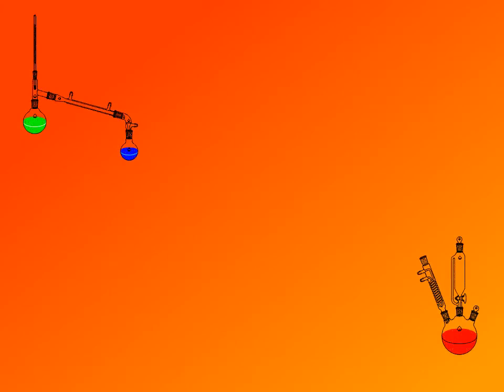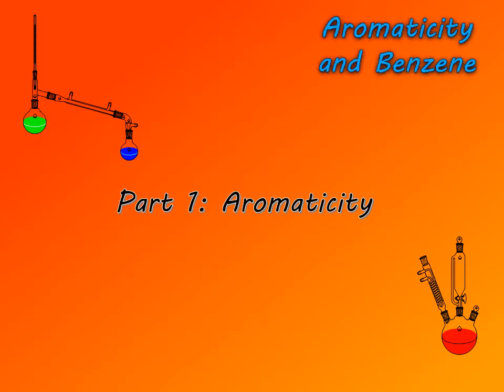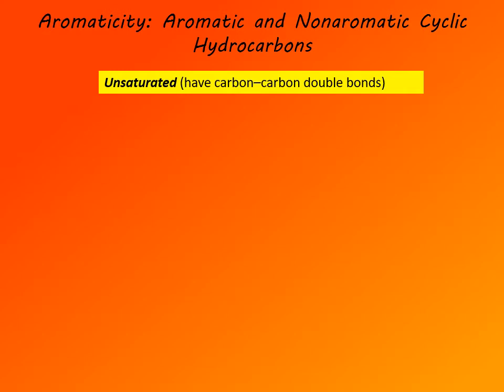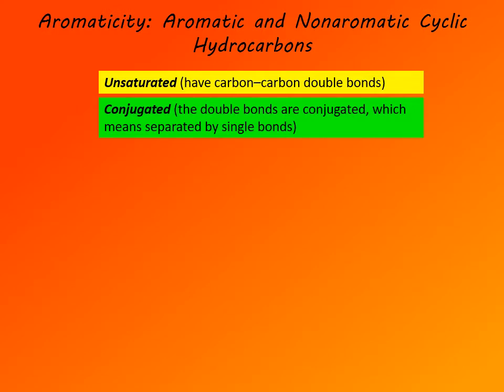In this video, we are going to look into the concept of aromaticity and what makes a particular molecule or ion aromatic. Earlier in our analysis of compounds with delocalized electrons, we have seen that a species is aromatic if it is unsaturated, which means it has carbon-carbon double bonds. If it is conjugated, that means that the double bonds are conjugated to each other.